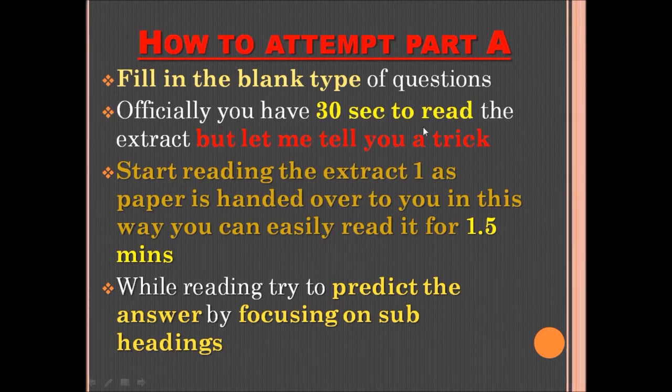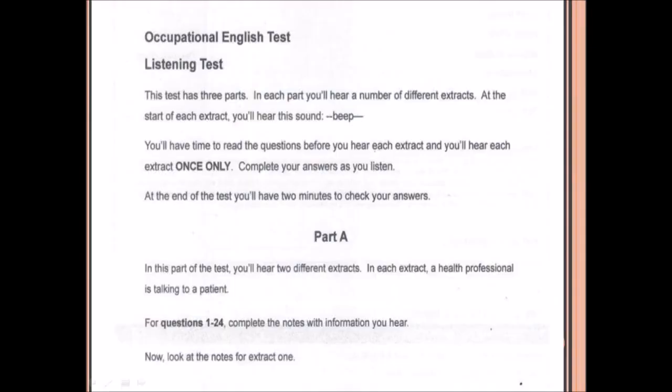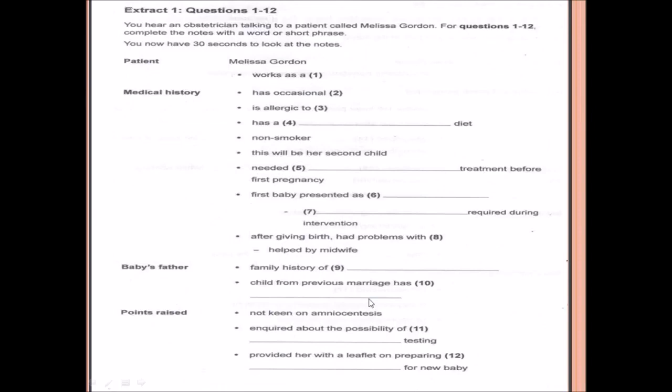Let me show you how to apply this strategy to increase your 30 seconds up to 2 minutes. As the paper is handed over to you, the audio will start from here: Occupational English Test, listening test. This test has three parts. In each part the audio will start from here till here, but there is no need for you to listen to the audio of this part. When the paper is handed over, you should move straight to this part of the test, Extract 1, questions 1 to 12, and start reading from here.